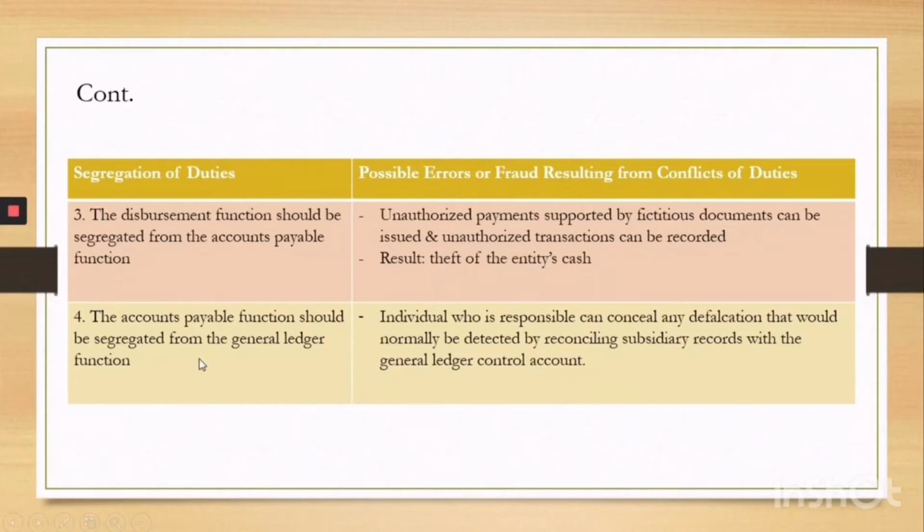The last one is the accounts payable function should be segregated from the general ledger function. An example of possible errors or fraud from conflicts of duties is an individual who is responsible can conceal any duplication that would normally be detected by reconciling the subsidiary record with the general ledger control account.